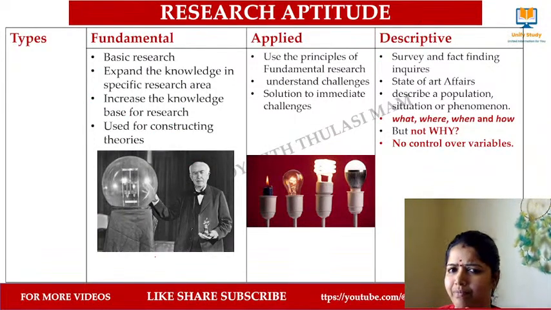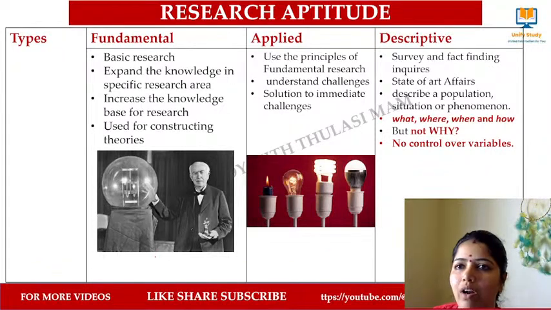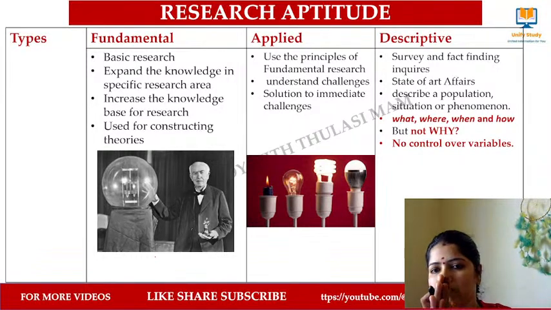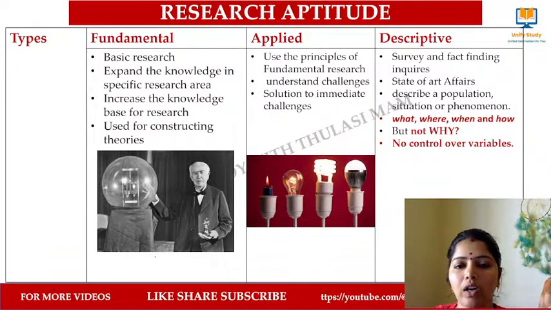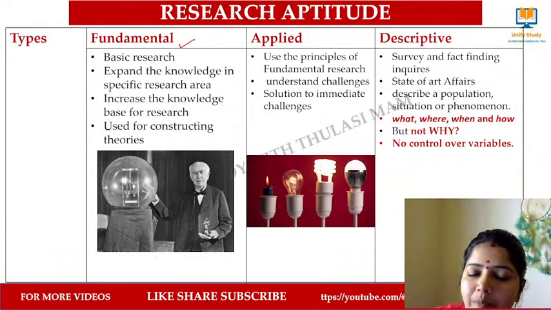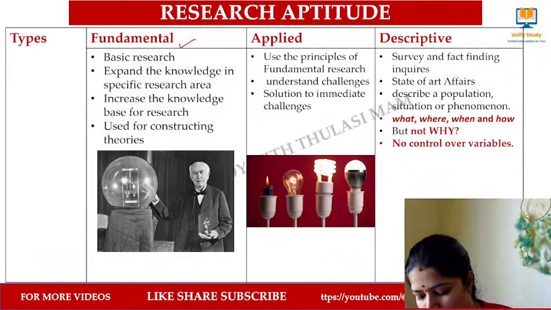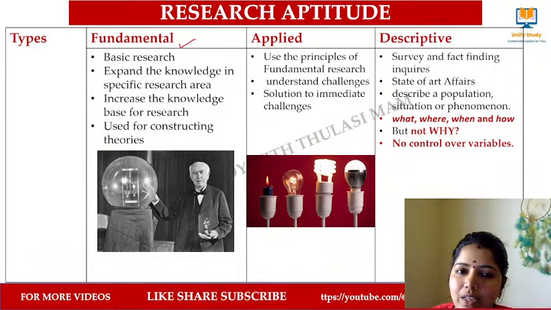We have types of research based on objective, based on outcome, based on logic, based on purpose. We see the types in a very small way so that we can understand and remember things. So first we start with fundamental research or basic research. What do you mean by fundamental research? Fundamental research is basic research.